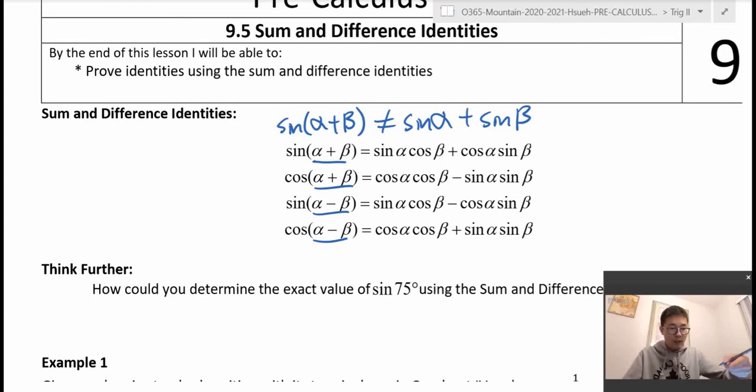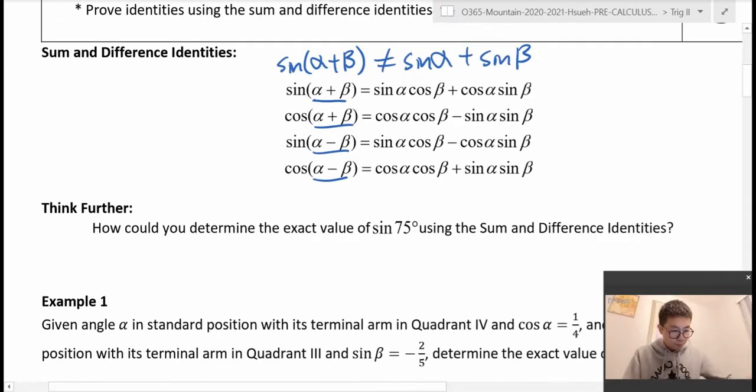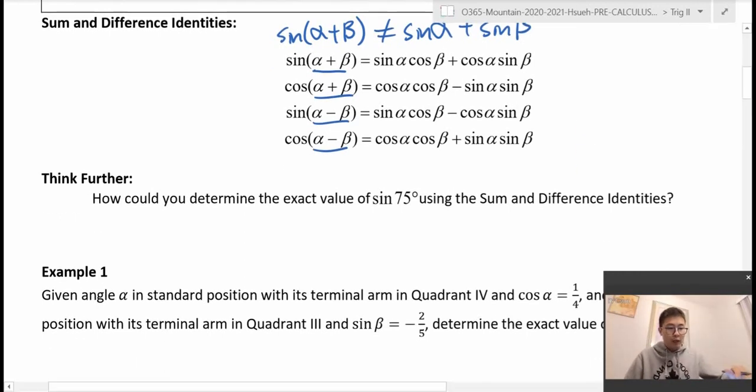The proof for these identities is a little bit more involved, so I'm not going to show you. But if you're interested, you're definitely more than welcome to come see me, and I'll show you. And actually, it's not just these four. It's not just sine and cosine. There's also tangent, which we can actually prove quite easily using the sine and cosine sum and difference identities. So we can use these identities when we're looking at these types of questions.